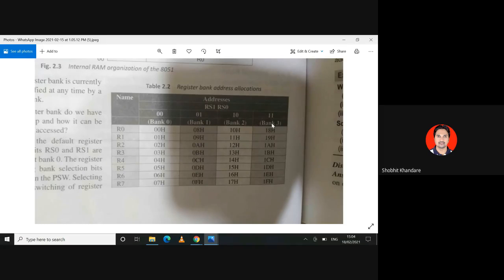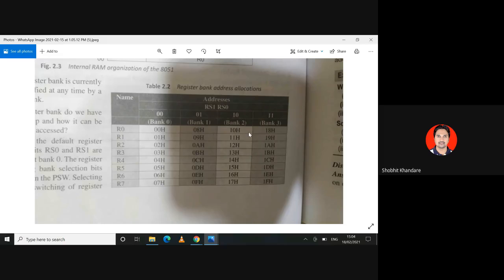और वहां पे हमको ये भी बताना है कि एड्रेसेस क्या है. For example, अगर बैंक 0 मैंने सिलेक्ट किया है तो R0 का एड्रेस है 00. You will not deny this because we have studied this. R1 का एड्रेस है 01, R2 का एड्रेस 02, 03, 04, 05, 06, 07. और अगर मैं बैंक 1 सिलेक्ट कर रहा हूं तो उसमें R0 का एड्रेस रहेगा 08, R1 का रहेगा 09, R2 का रहेगा 0A, R3 का रहेगा 0B, and so forth.